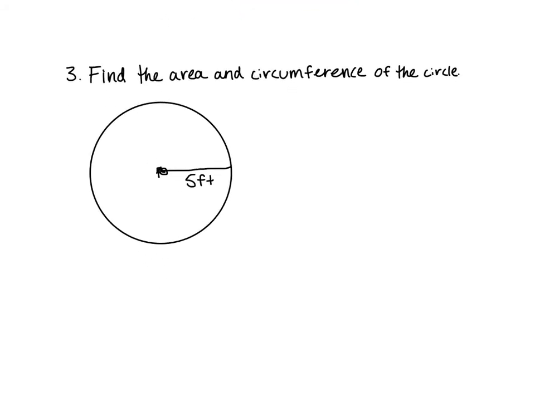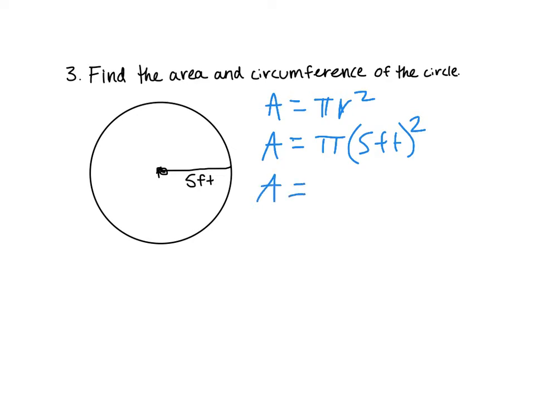Find the area and circumference of the circle. So what is the formula for area of a circle? Pi r squared. So we just multiply pi. What's the r? 5 feet squared. So we would have 25 pi feet squared. So remember, if it gives you feet in the question, you have to give feet in the answer. And since it's area, it's feet squared.